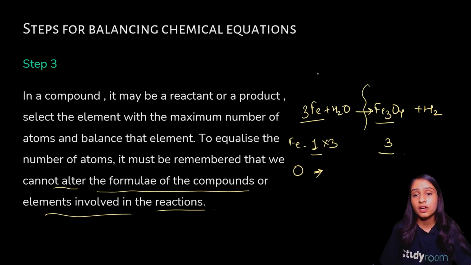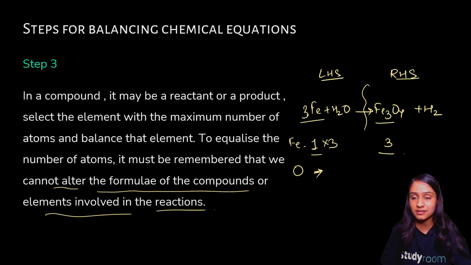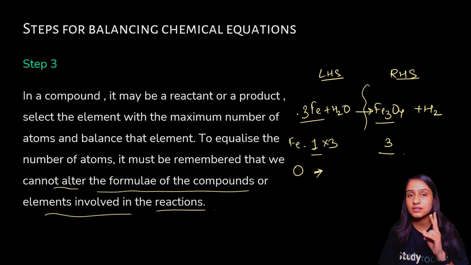Okay, so I trust you. I can make you trust this. If you follow these steps, what was the first step? Make a table of left hand side and right hand side. Then count the number of elements present in the reaction. In the second step, write down the number of atoms of each element on the left hand side and right hand side. This is a very crucial step. In the third step, take the maximum number of atoms and balance that equation.